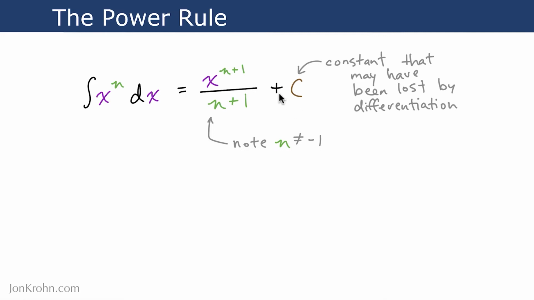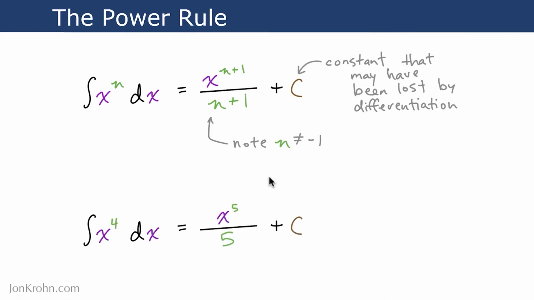So we use capital letter C to indicate that this constant might be there. In a later video, we'll tackle definite integrals, which have a way of eliminating this constant. But when we're dealing with indefinite integrals, this constant will be there, and that is why they're indefinite.